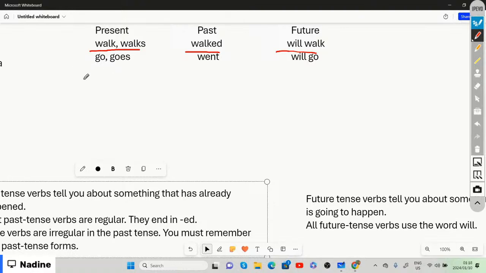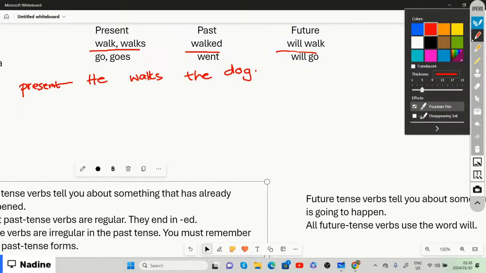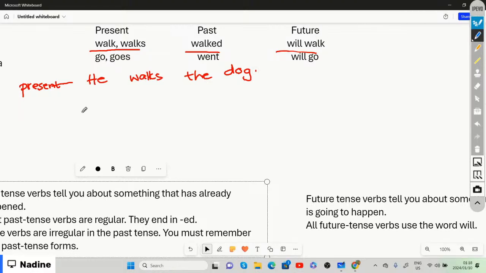All right, so we can then say he... This is now in the present tense. I'm going to put here present. Right, so in the present tense, we can say he walks the dog. So that is our sentence in the present tense, and there we have our word walks.